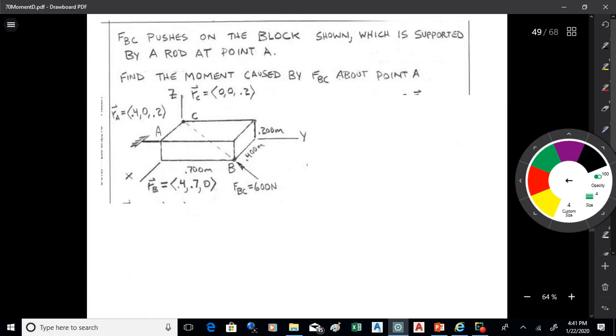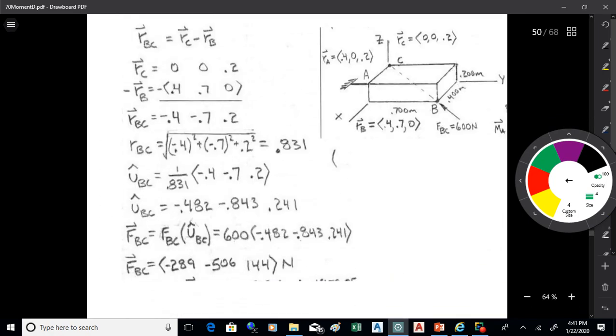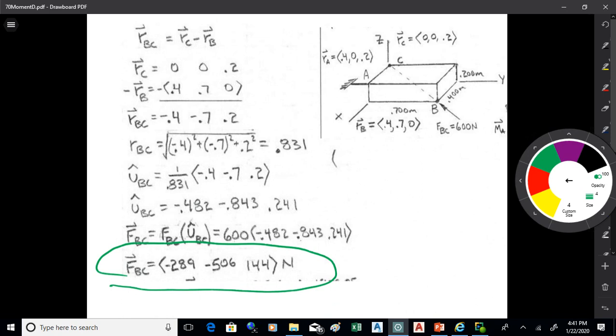So let's just look at one here real quick. Let's put that force at C and let's figure out the moment vector. Let's not do it visually, and let's do it with a cross product. So this is page 310. The first part of it is exactly the same as I did before. I need to generate a force vector. There it is, negative 289, negative 506, and 144 newtons.